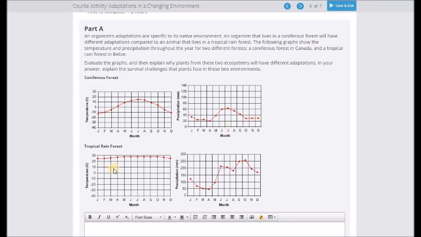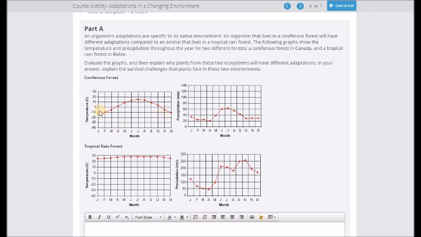Now, a tropical rainforest is a little different. Notice the temperature stays the same all year long. It never freezes, and you have to believe that that's the difference. The freeze line here, by the way, is 0. So how often is it below freezing?